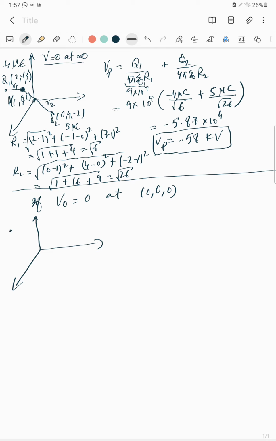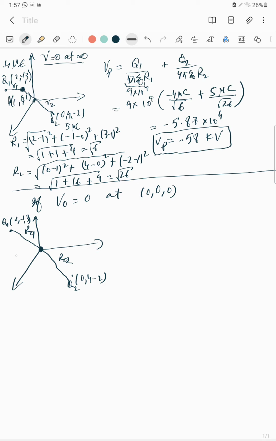So I have this point Q1 (2, -1, 3) and Q2 (0, 4, -2), and the origin at this point the potential is 0. So I have to first calculate these two distances. I call them R01 and R02, and then I have to find this constant.